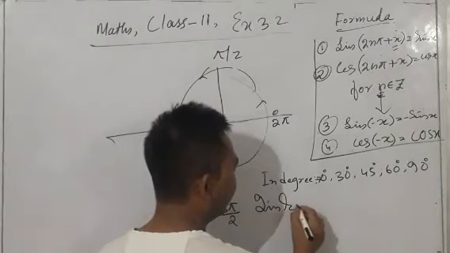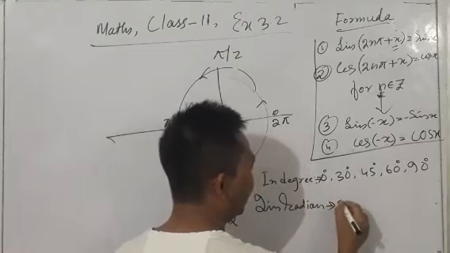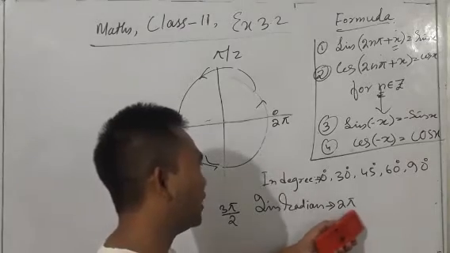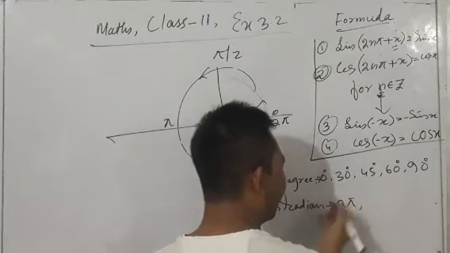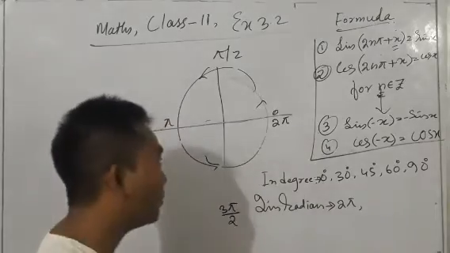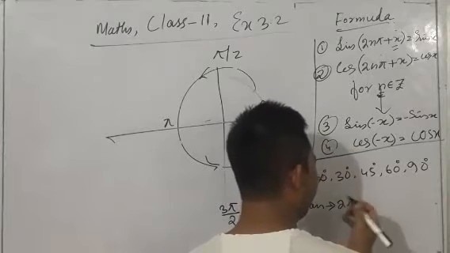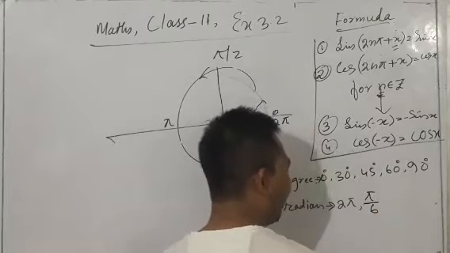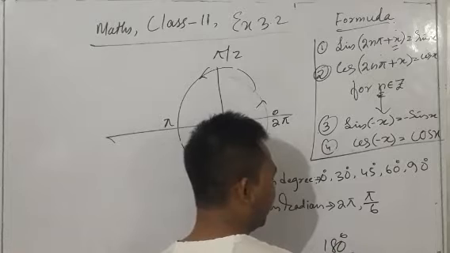What is the radian measure? One complete angle will be 2 pi radian, whose value is 0 only. So I don't want to mention that. Here, 30 degree will be pi by 6. Why pi by 6? Because pi equals 180, and 180 upon 6 is 30.